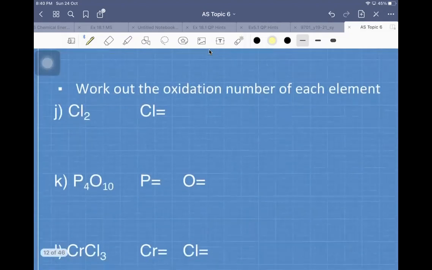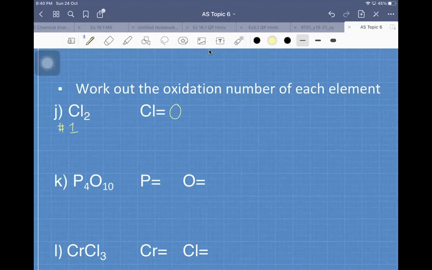Next, we want to look at chlorine, Cl2. This follows rule number 1: all uncombined elements. That means it doesn't combine with other elements, even though there are 2 atoms in there. So each chlorine atom has an oxidation number of 0.